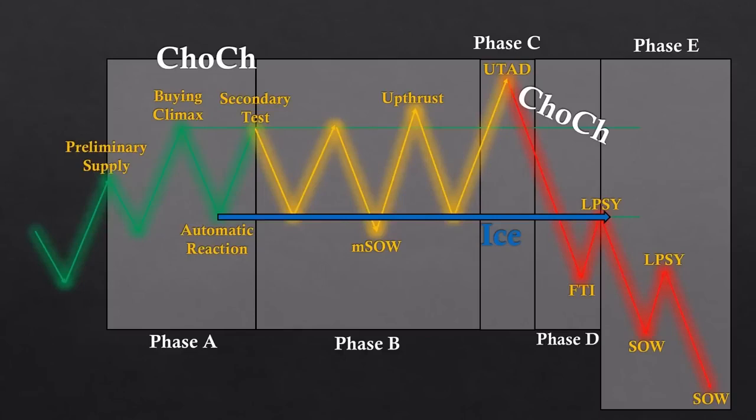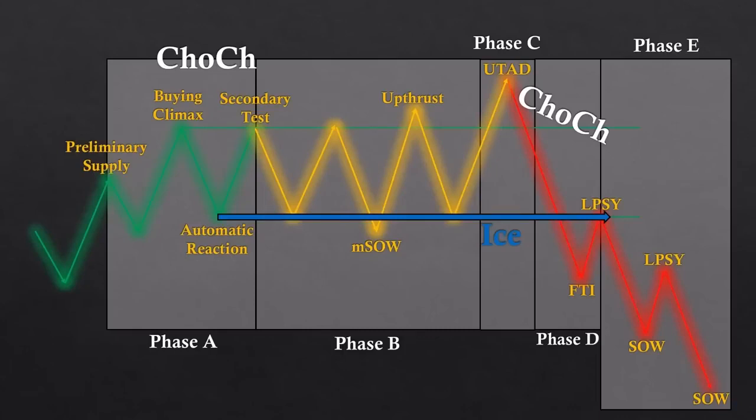Phase A will be composed of the preliminary supply, the first attempt of well-informed traders to absorb demand, the buying climax, which is the climactic buying volume that ends the uptrend, the automatic reaction, which is a downward price movement that is qualitatively different than the previous counter-trend moves and shows a new interest in the opposite direction of the current trend, and the secondary test, which will test the degree of demand at the same price level of the buying climax. The secondary test closes Phase A and opens Phase B. Recall that Phase A establishes the first change of character.